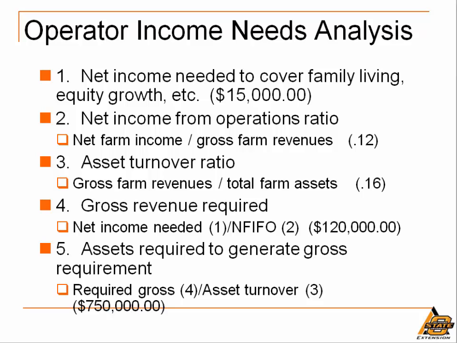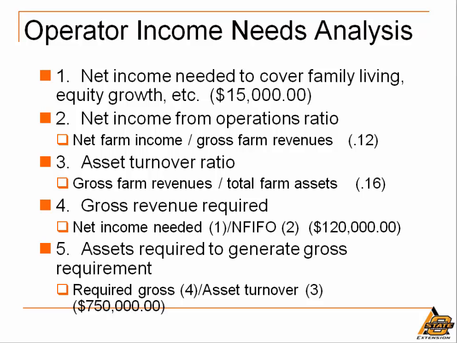Let's say, for example, that a part-time farm operator would like for the farm to generate, say, $15,000 per year on average for family living and equity growth. There's the answer to question 1, $15,000. We can use the recent historical net farm income from operations ratio, basically the net income divided by the gross income, from that exact farm to then answer question number 2 in a very systematic mathematical fashion.